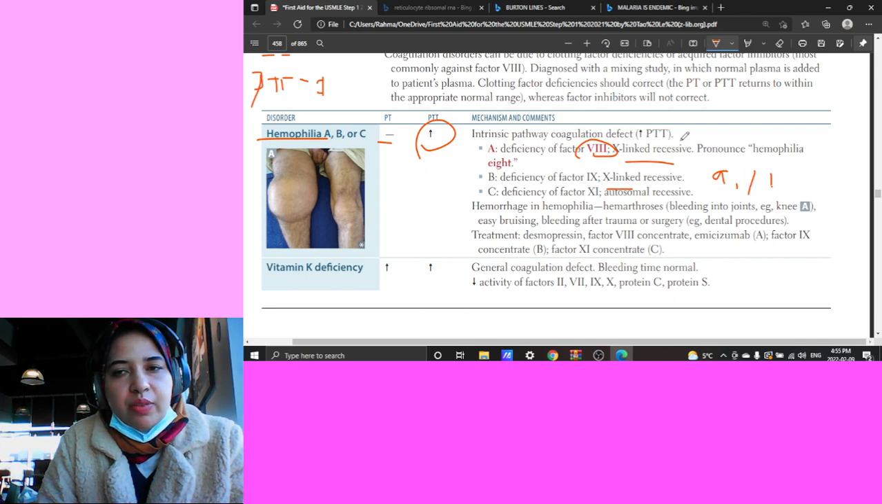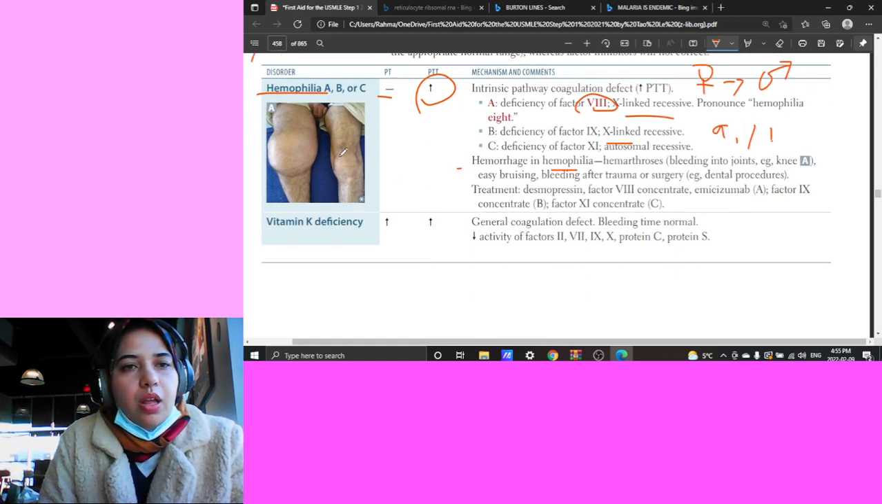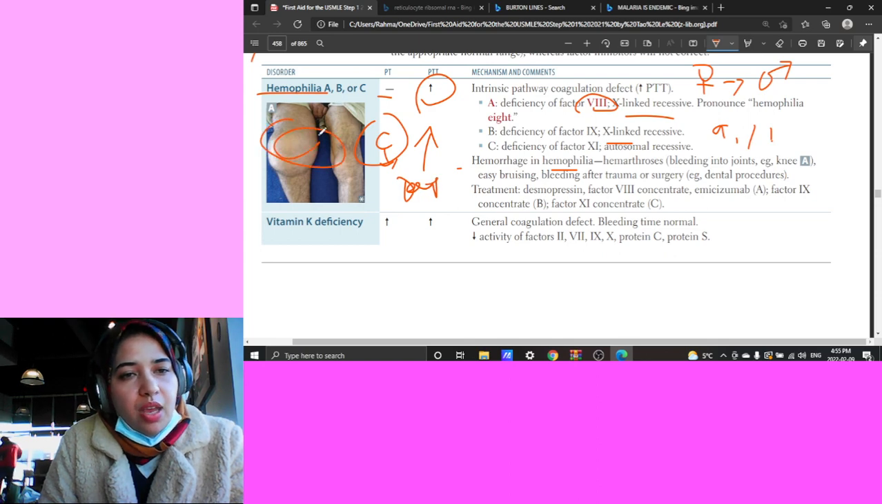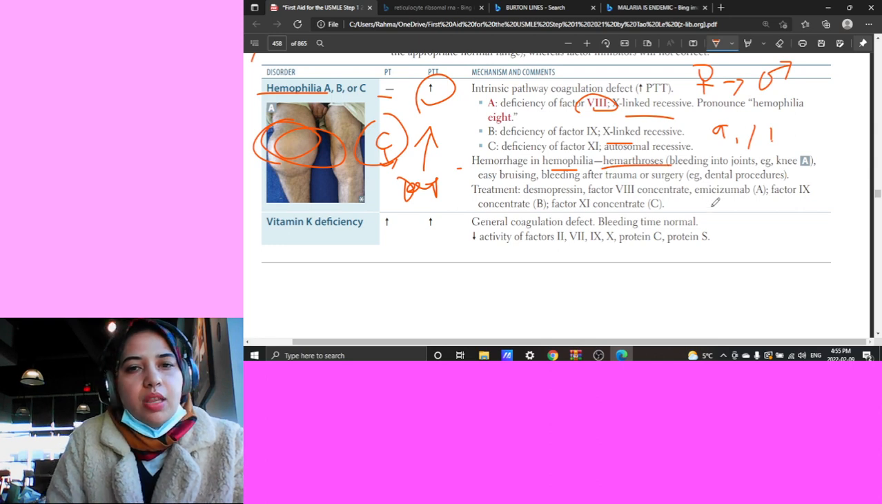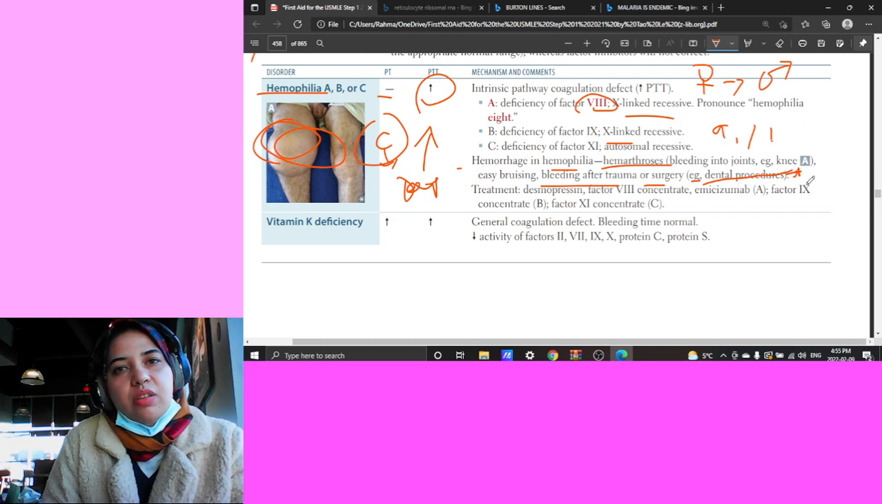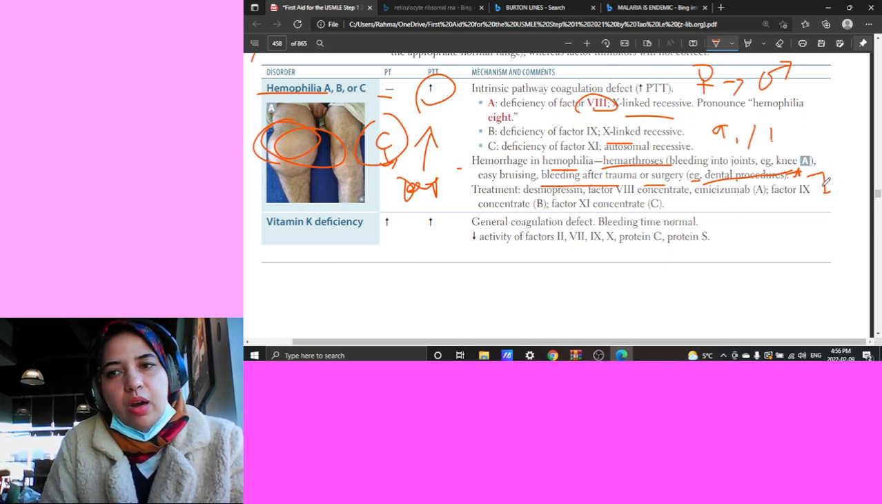Remember that it is X-linked recessive, so that means the mother is going to pass it on to her son. Hemorrhage in hemophilia. So in hemophilia, you have a coagulation defect, so the hemorrhage is a lot, and it's deep. So deep within the joints. So you're going to have a hemarthrosis, deep within the body, right? Bleeding after trauma or surgery or a dental procedure, very common in your clinical vignette to get severe bleeding after a dental procedure. Severe bleeding after you've cut the umbilical cord. The bleeding is not stopping. Severe bleeding after a very minor fall, right?